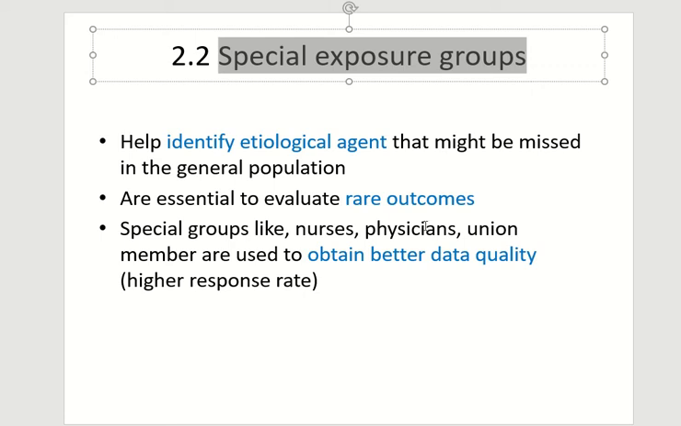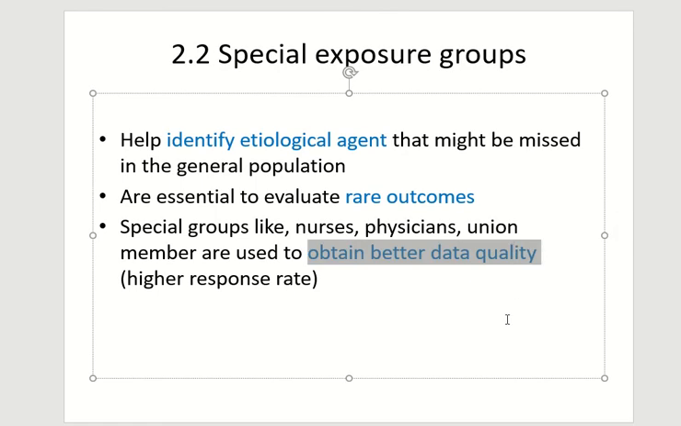So special groups are like nurses, physicians, union members, and are used to obtain better quality data. And they usually also give you a higher response rate. If you remember, in PHA 41 last year, I talked about two studies a lot. The nurses study and the British doctor study. You remember both of them were cohort studies, and both of them had follow-up. So they followed up nurses and they followed up physicians.